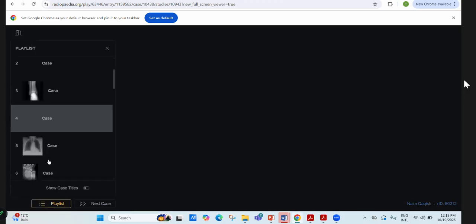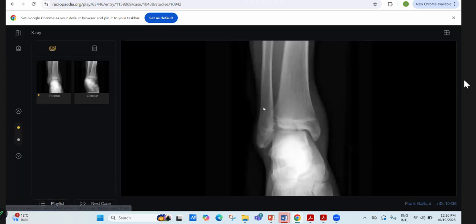But regarding the last case, this was your last case, wasn't it? You did not ask for contralateral imaging, did you? No, I did not.